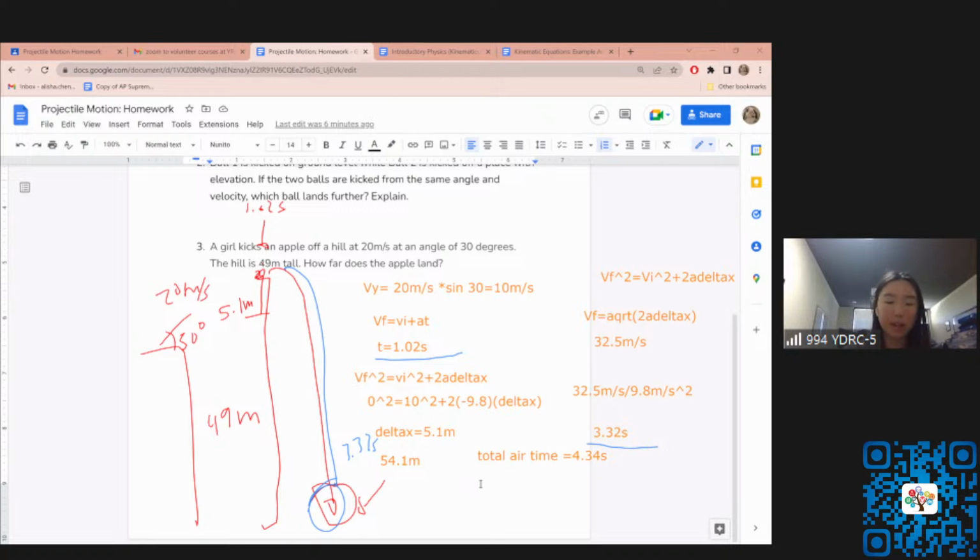And then we can find the horizontal velocity now. Vx equals 20 meters per second times cos 30, which equals 10 square root 3.